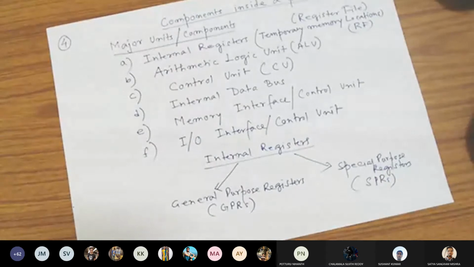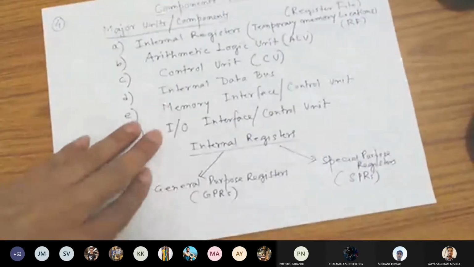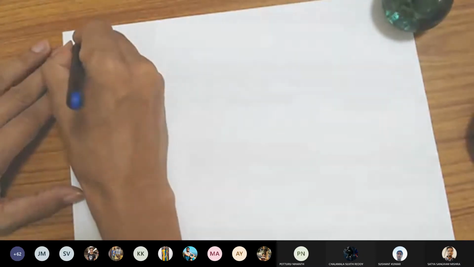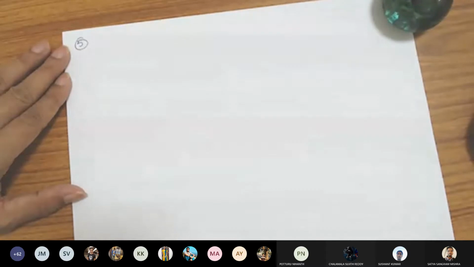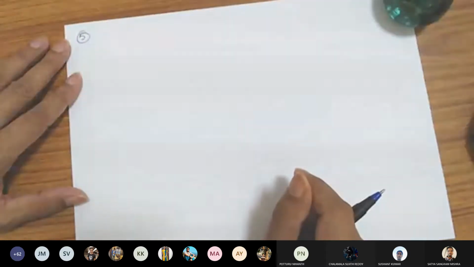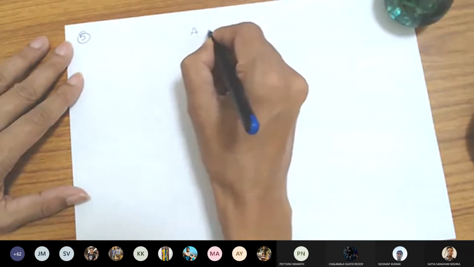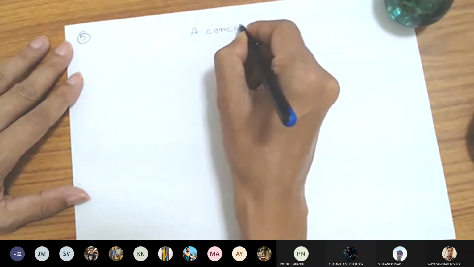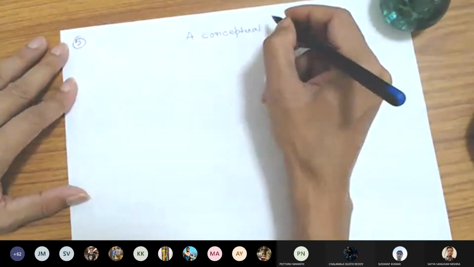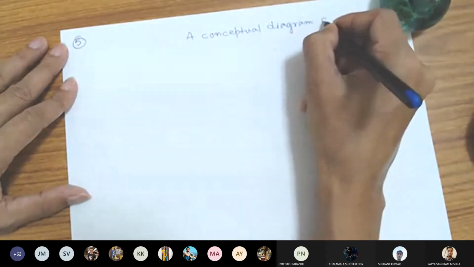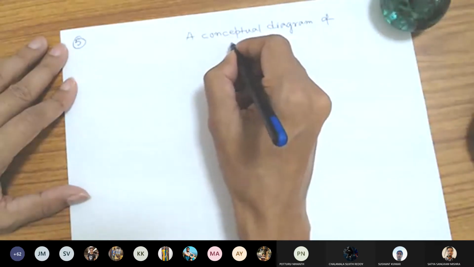Now we are ready to understand how a conceptual diagram, an internal diagram of the CPU, is laid out.